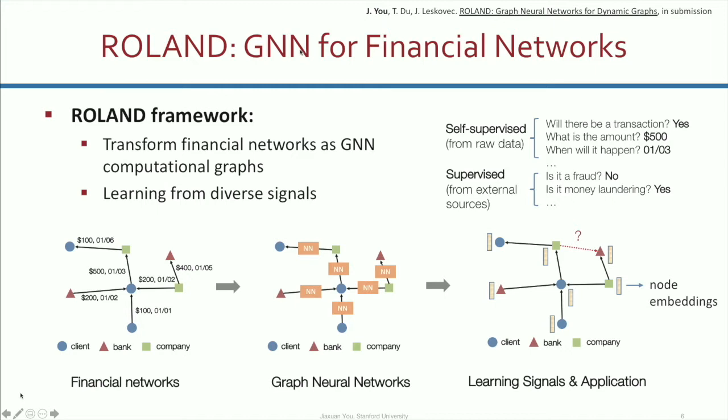For example, we can ask, will there be a transaction? What is the transaction amount? And when will the transaction happen? Besides, we can also apply some supervised learning objectives. And these are from external sources beyond the graph. For example, we can predict if a given edge is involved in a fraud activity or a money laundering activity.